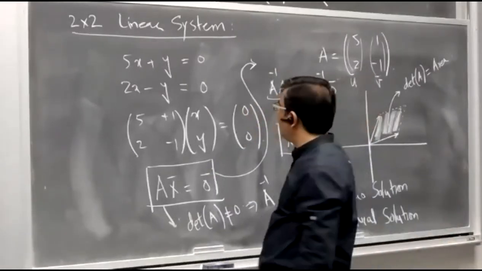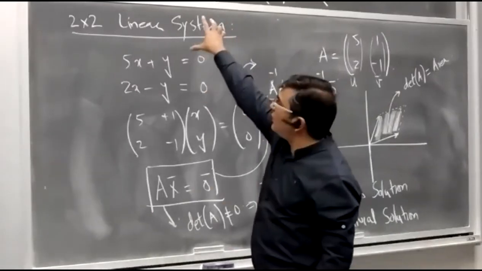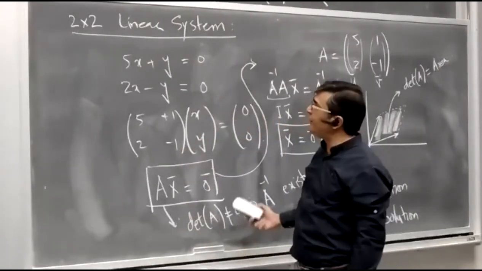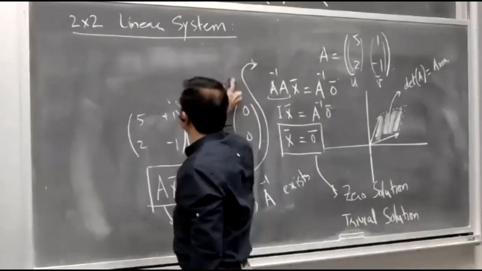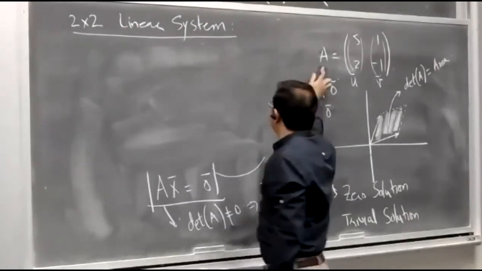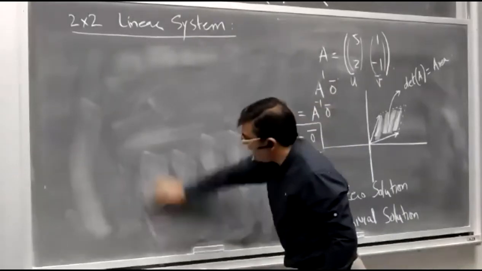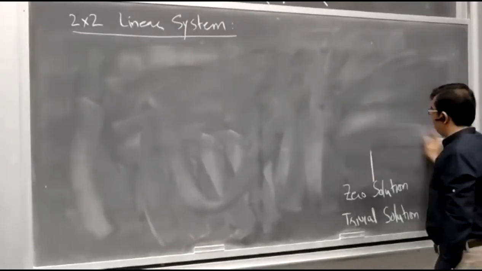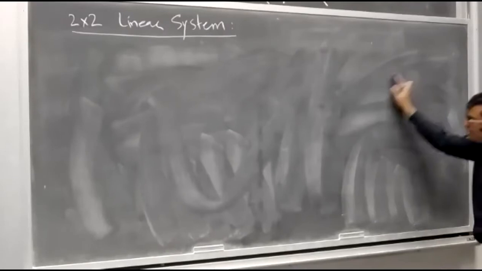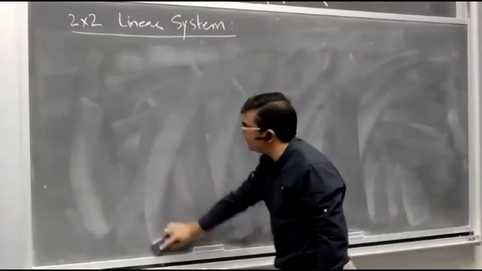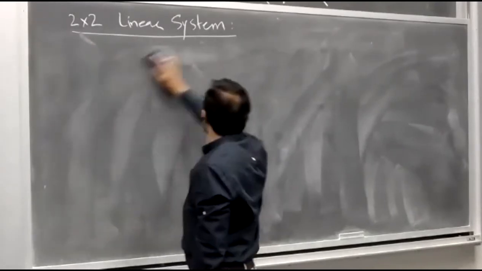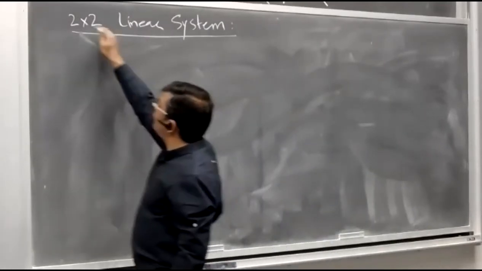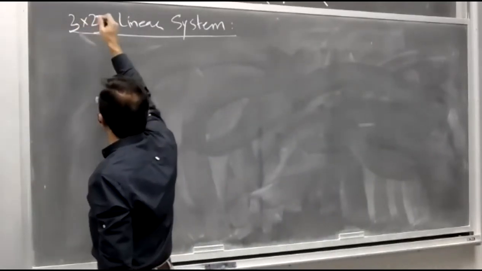Thank you. Now, I hope you get all the things about a 2x2 linear system. If you have any question, you can ask me. Now, let's discuss 3x3 systems, and then we will generalize all these concepts to an n-by-n system, or 10x10, 20x20, or any other thing. Okay. Now we are going to discuss 3x3 linear systems.